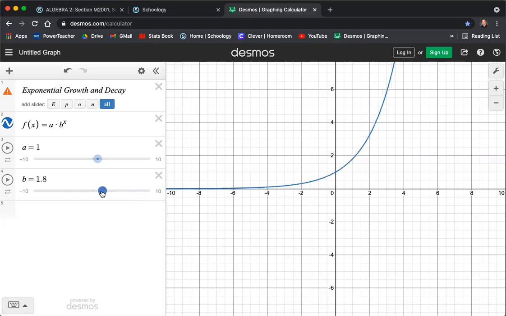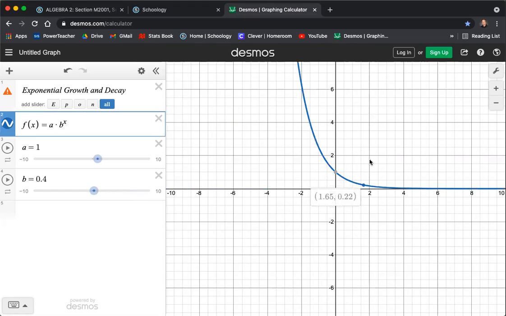Now, b is not going to be equal to 1 because we would just have a straight line, which is not really what we're after in terms of exponential functions. However, if b is between 0 and 1, we have a decay function. So hopefully that's kind of what you imagined was going to happen in your heads. The function is now decaying. It's decreasing as it goes from left to right.